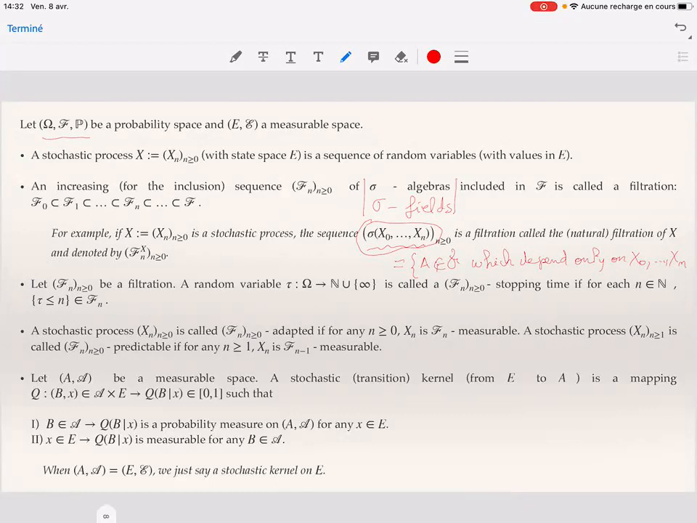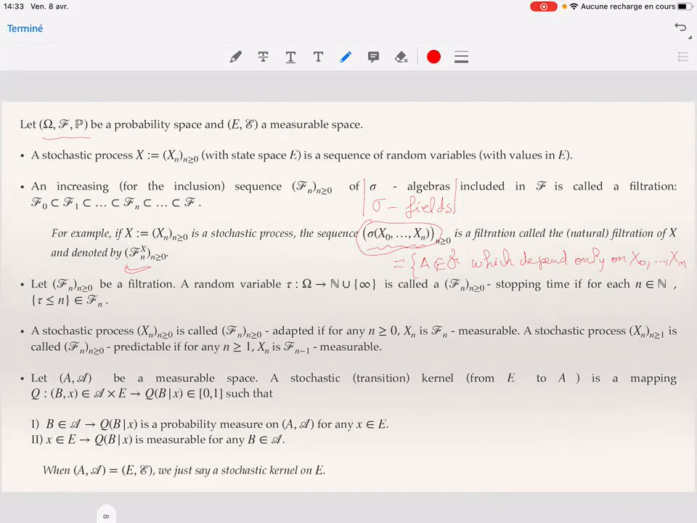So it represents the information that you get step by step. And as you can see, each time you include it in this sigma field, there is one more random variable at time n plus one: it is X0, ..., Xn, Xn+1. So we have one more random variable, and it is an increasing sequence of sigma fields. Usually it is denoted by Fn^X. It is called the natural filtration of the process X.